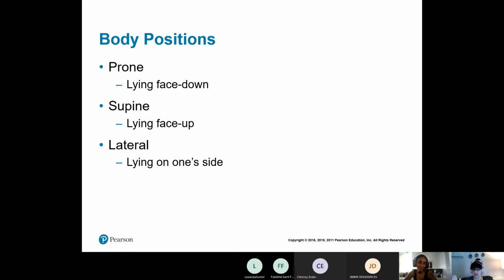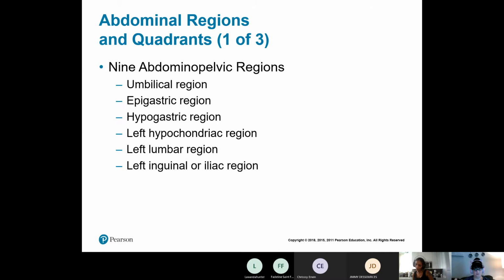Prone means your patient is lying face down. Supine is when your patient is laying on their back, face up. Lateral means they're laying on one side or the other, right? And like I said, I'll post these slides as well.